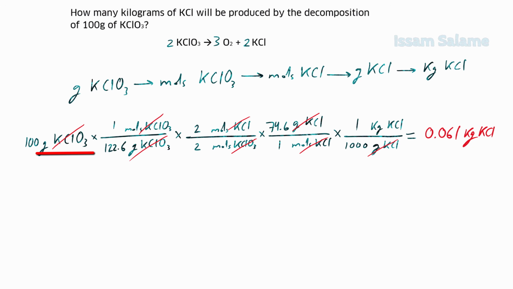As you can see, to cancel grams of potassium chlorate, we multiply it with a fraction with its denominator, grams of potassium chlorate. And then to cancel moles of potassium chlorate, we multiplied with another fraction with its denominator, moles of potassium chlorate. And we continue doing the same. To cancel the unit in the numerator, we put it in the next fraction in the denominator. We continue doing this till we end up with the unit that we want for the final answer.